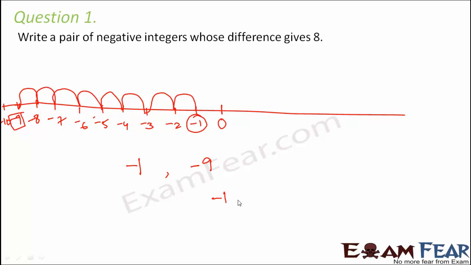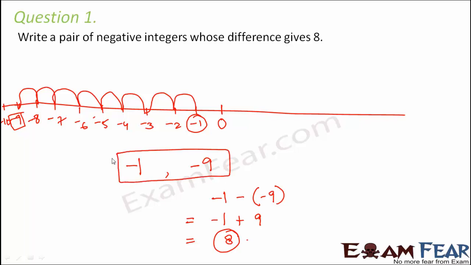Now let us subtract minus 1 minus 9. This would be the same as subtracting minus 9 from minus 1, which is the same as adding the additive inverse of minus 9, which is 9. So minus 1 plus 9 would be plus 8. And this is what we wanted. So the pair of negative integers that we chose were minus 1 and minus 9.